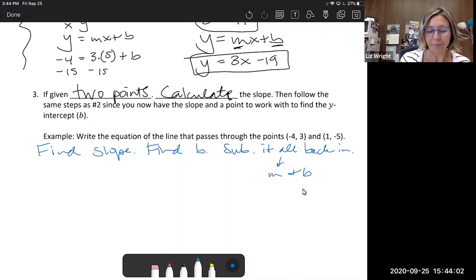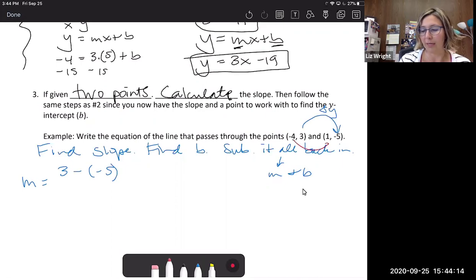All right, so our slope. I'm going to do 3 minus a -5. So I'm going right here, 3 minus a -5, that's change in y, over my change in x, which is going to be right here. And then I've got -4 minus 1. So then I've got 3, this minus a negative becomes a positive. So I'm going to have 8 over -5. And that's going to be my slope.